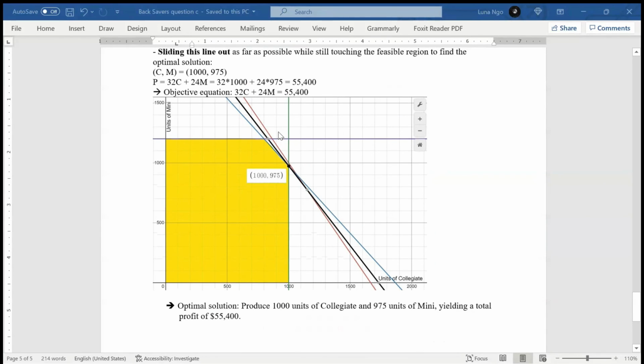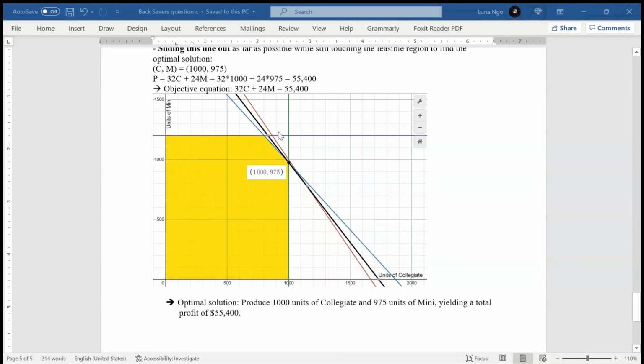Therefore, the optimal solution is to produce 1,000 units of collegiates and 975 units of minis, yielding a total profit of $55,400, the maximized one.